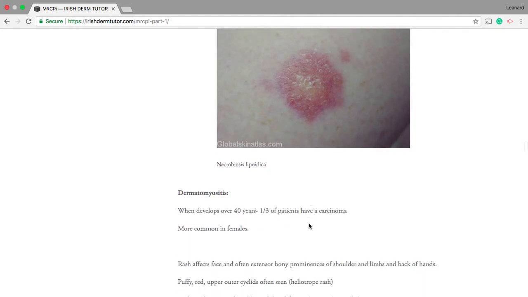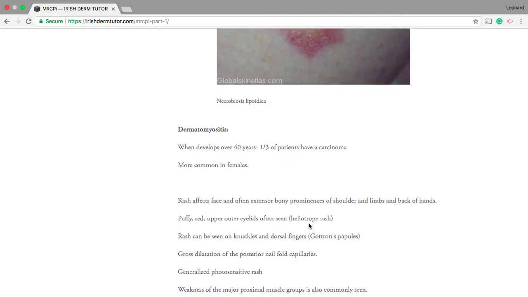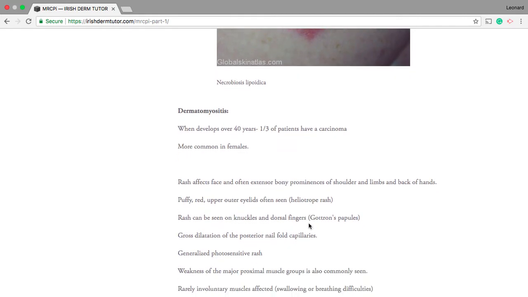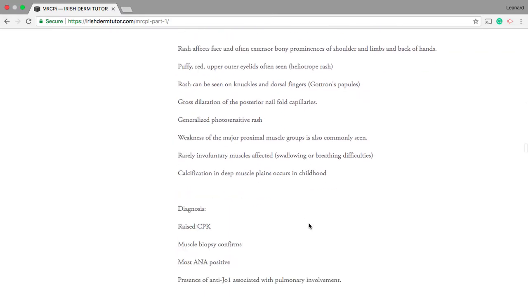Dermatomyositis is a connective tissue disease, and importantly, when it develops in patients over the age of 40, one-third of these will have carcinoma. It is more common in females, and it can cause a number of different types of rashes. A rash can often affect the extensor bony prominences of the shoulder, the limbs, and the back of the hands. And I'll just show a few of the different types of rash that you can get here.